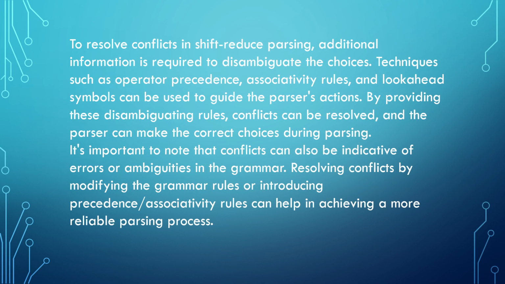To resolve conflicts in shift-reduce parsing, additional information is required to disambiguate the choices. Techniques such as operator precedence, associativity rules, and lookahead symbols can be used to guide the parser's actions. By providing these disambiguation rules, conflicts can be resolved and the parser can make the correct choice during parsing. It's important to note that conflicts can also be indicative of errors or ambiguities in the grammar. Resolving conflicts by modifying the grammar rules or introducing precedence or associativity rules can help in achieving a more reliable parsing process.